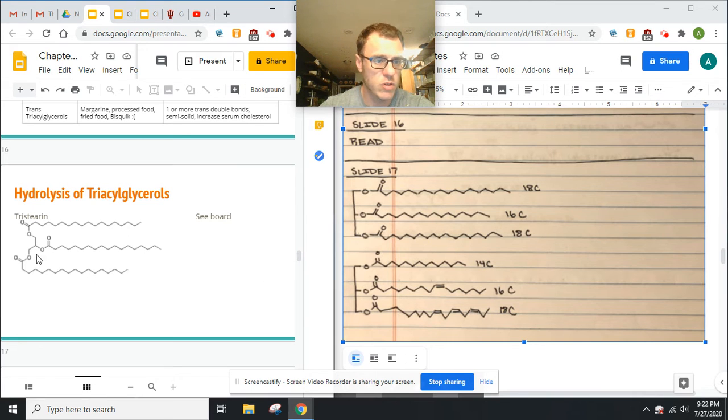So this is one you can break apart. We'll get three stearic acids. This is stearic acid that you'll get. And then here, there's other ones. What I like to do when I draw these is give you something like this, because that tells you how many carbons are in that chain.